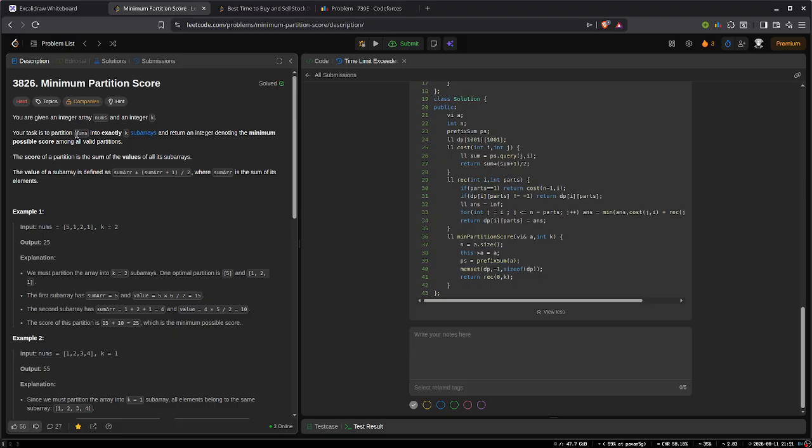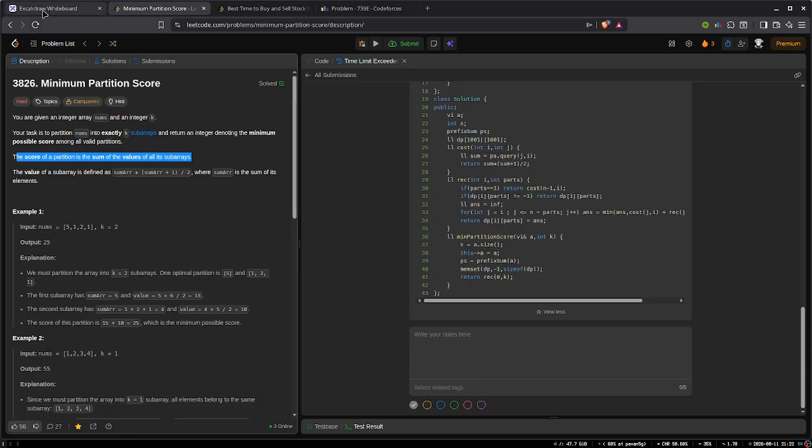Your task is to partition nums into exactly k subarrays. Once again, it's a counting one. You would maintain how many parts you have done so far. And return the integer denoting the minimum possible score among all valid partitions. The score of a partition is the sum of the values of all its subarrays.